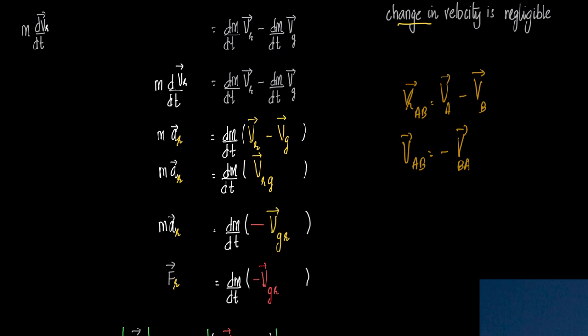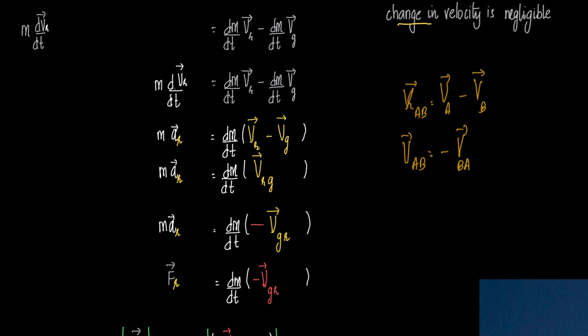Now let us see. I'll take dm by dt common from these two terms. So we have dm by dt into Vr minus Vg. Again, Vr is a vector. So what is vector R minus vector G? Vector A minus vector B is vector A with respect to B, right? So vector R minus vector G would be vector R with respect to G. Vector A with respect to B is equal to minus vector B with respect to A, and therefore this is VRG, which is equal to negative VGR.